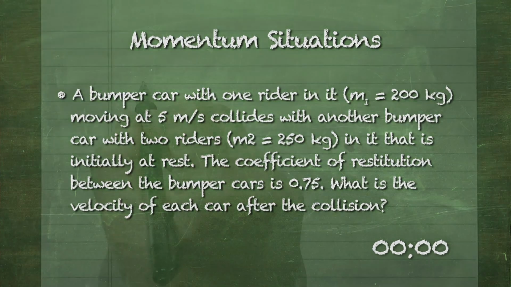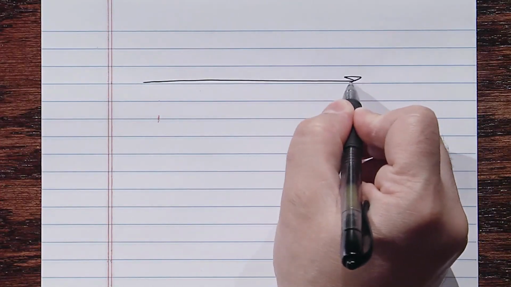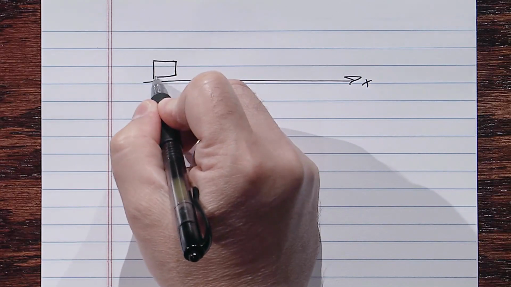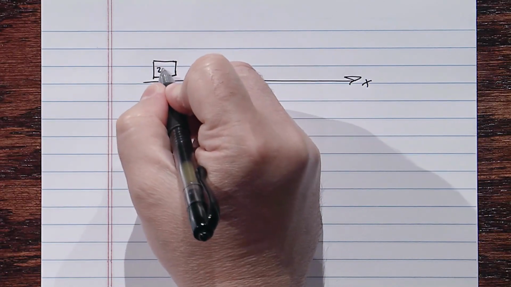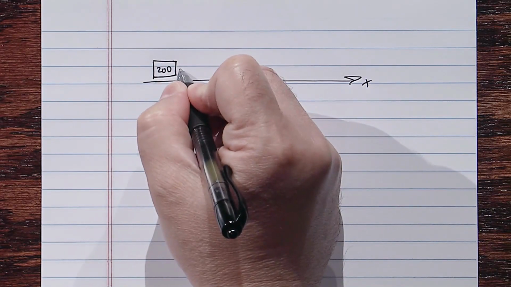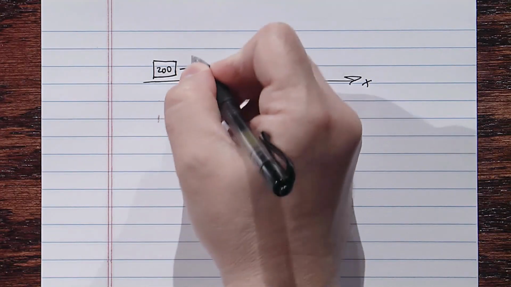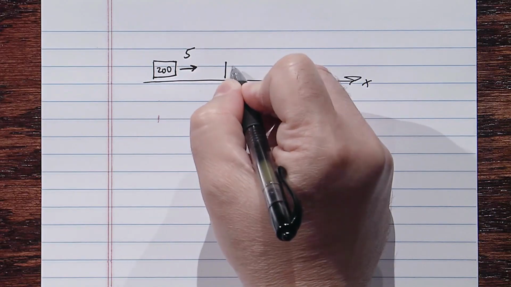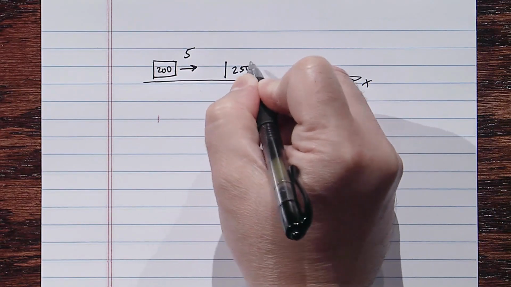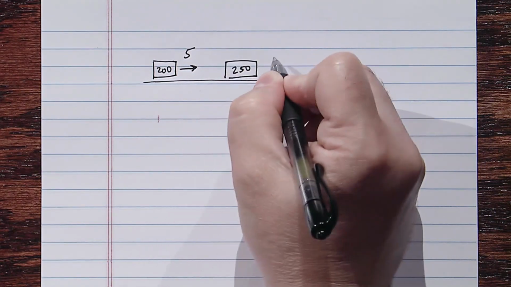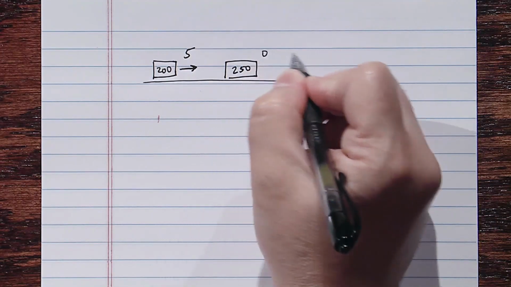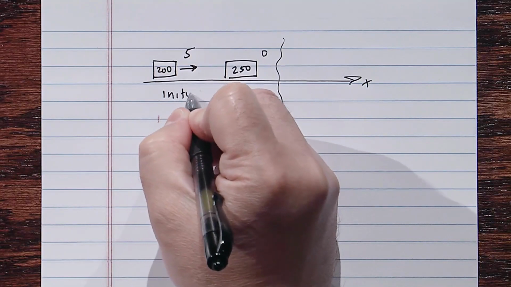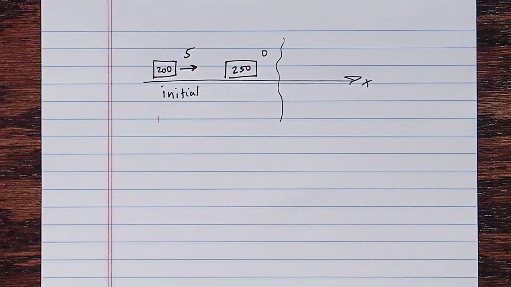Okay, here's our situation. This will be our x-axis. Here's car 1, 200 kilograms, and it's moving at 5 meters per second. It collides with the other car, which is moving at 0 meters per second. This is our initial situation.